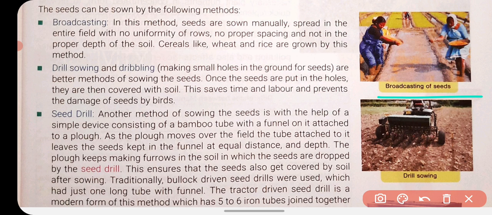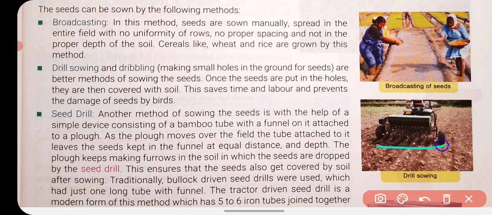Okay, now the second one is drill sowing or dibbling. In this process, we make small holes in the ground for seed, and this is a better method of sowing the seed. Once the seeds are put in the holes, they are covered with the soil, and this saves time and labor and prevents damage of seed by birds. In drill sowing, we use a seed drill, with which we make small holes, keep the seed in the hole, and cover it with the soil.